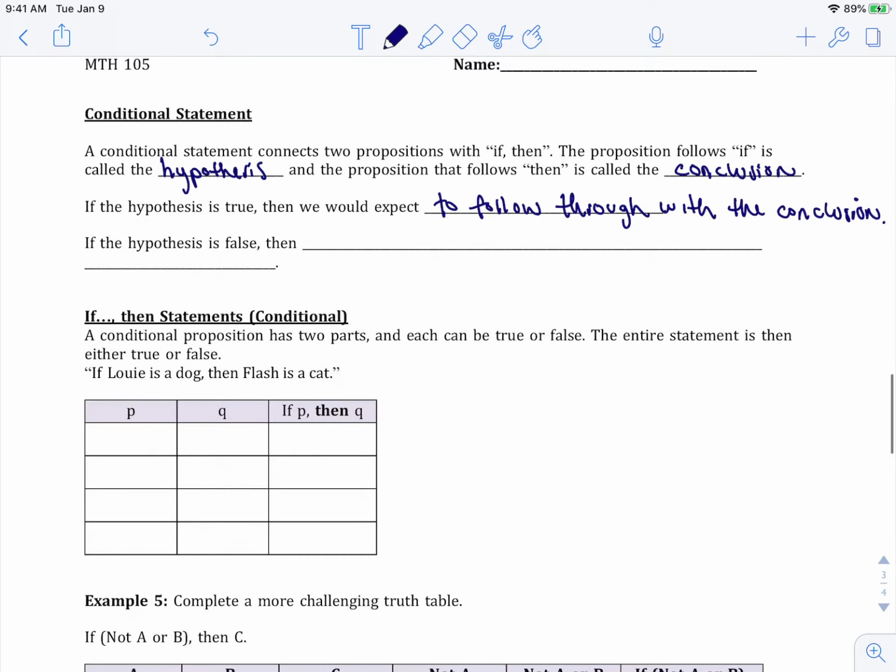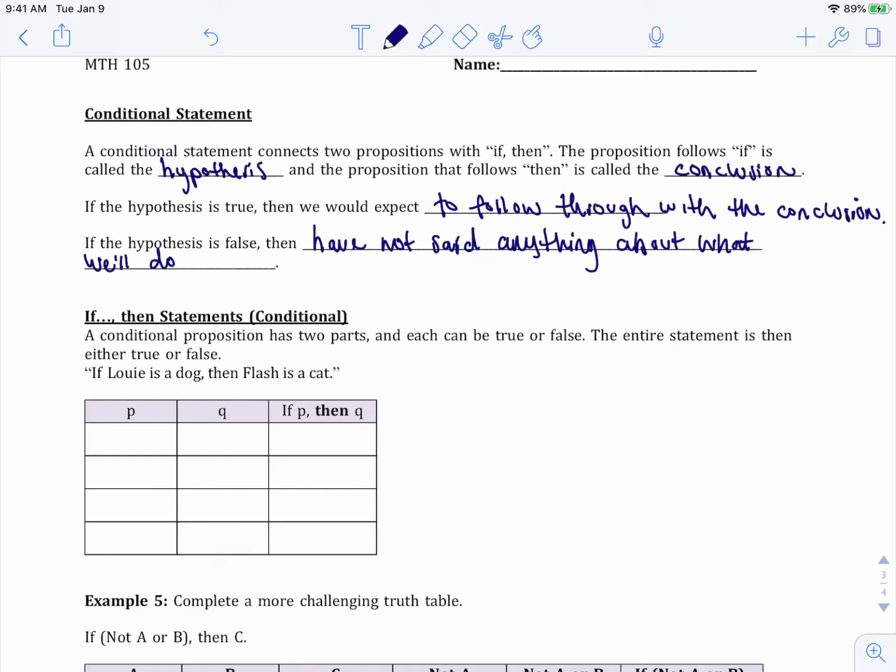But if the hypothesis is false, then we just kind of don't know. Then we have not said anything about what we'll do. This will make more sense in a second. What we'll do or what the conclusion will be, however I want to phrase it.